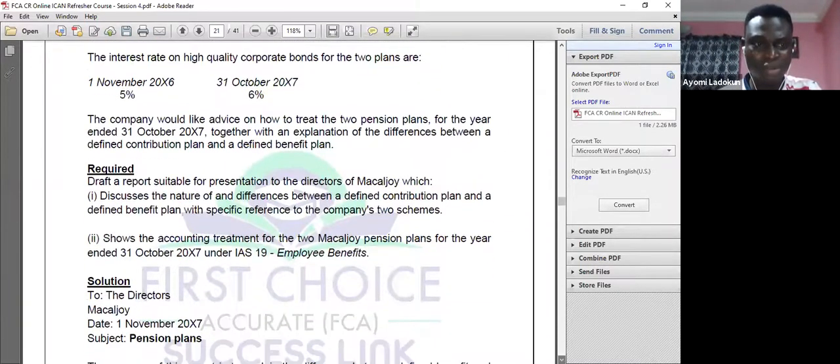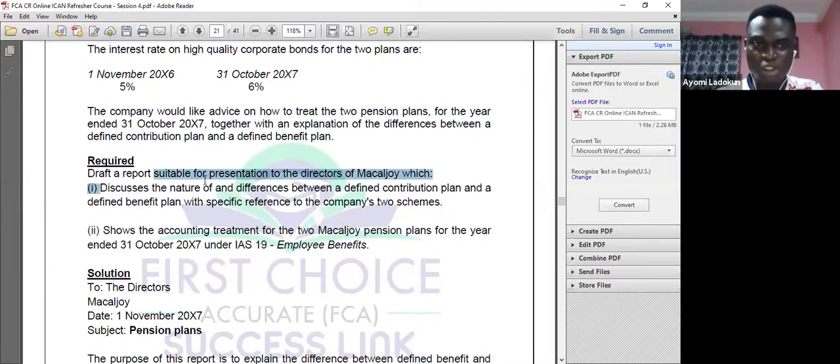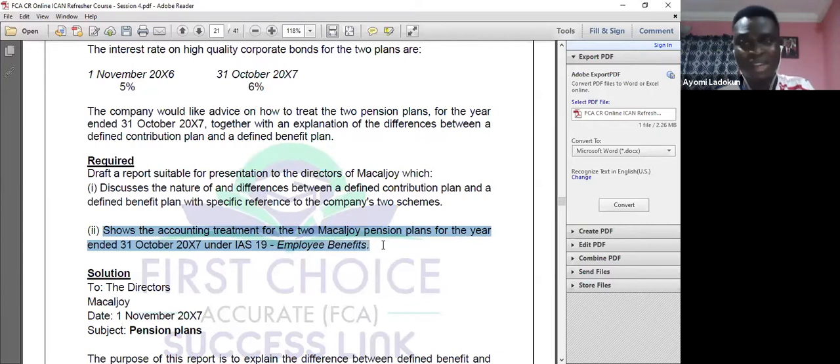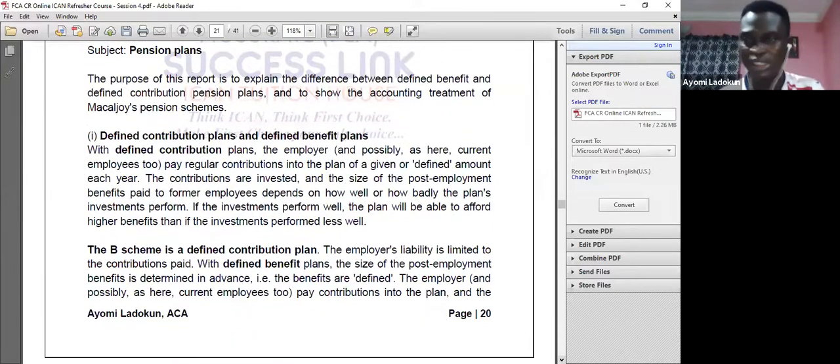It said in the requirement: discuss the nature of and difference between a defined contribution plan and a defined benefit plan with specific reference to the company's two schemes. Did you see the way the examiner is asking here? Is it really different from what we have been doing? Of course, no. Now it says show the accounting treatment of the two Maka Joy pension plans as at the year ended October 31 under IAS 19. That's it. Now, look at the answers. It's there. We've done it. All right. So we have done it.